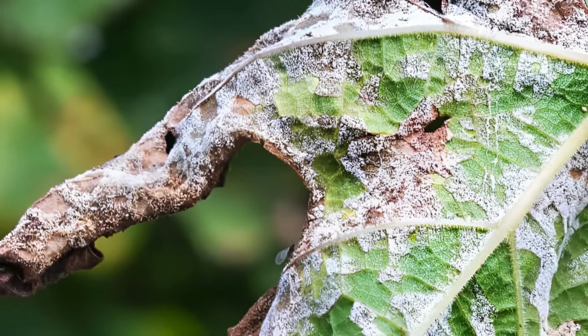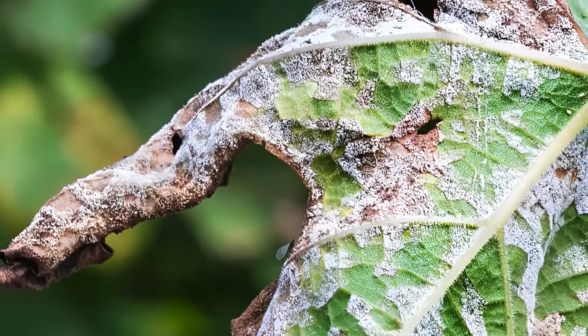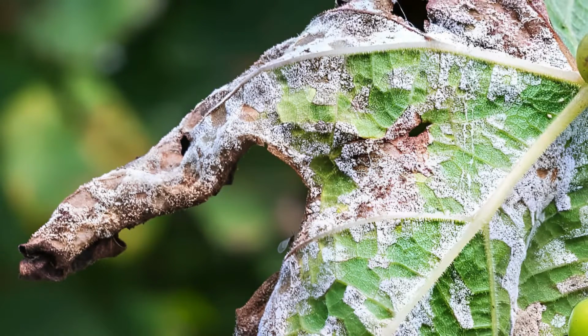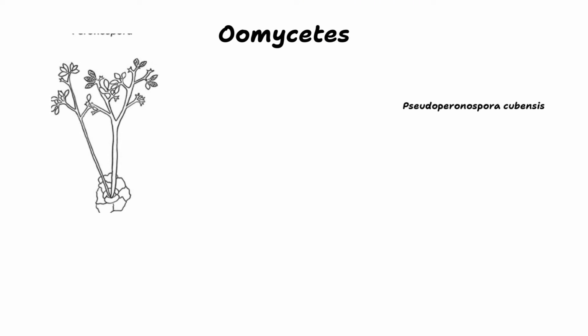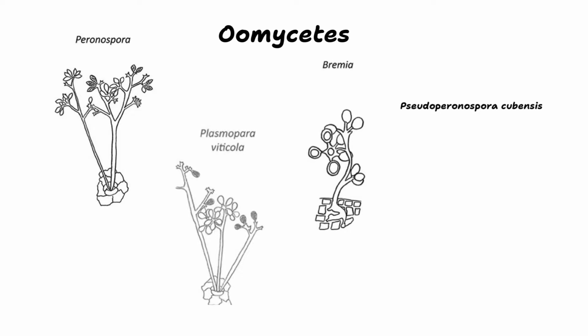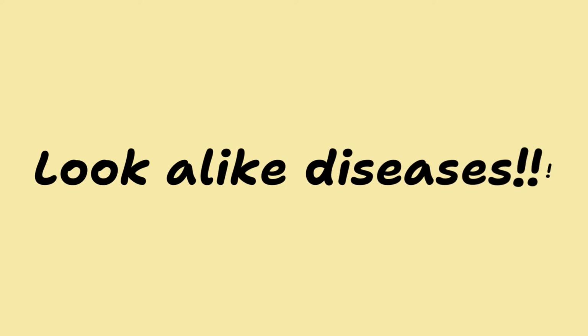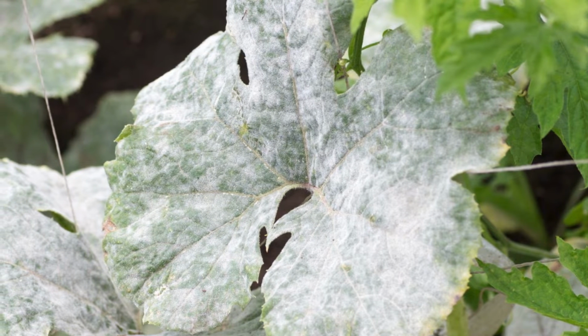Downy mildew is a plant disease that manifests as yellow, brown or grayish spots on the undersurfaces of leaves. It has a distinctive white downy growth on the undersides. This disease is caused by a fungus-like organism called oomycetes, which is a class of fungus-like microorganisms. It is important for us to differentiate downy mildew from other look-alike diseases because it is crucial for effective management. One of those diseases is powdery mildew.